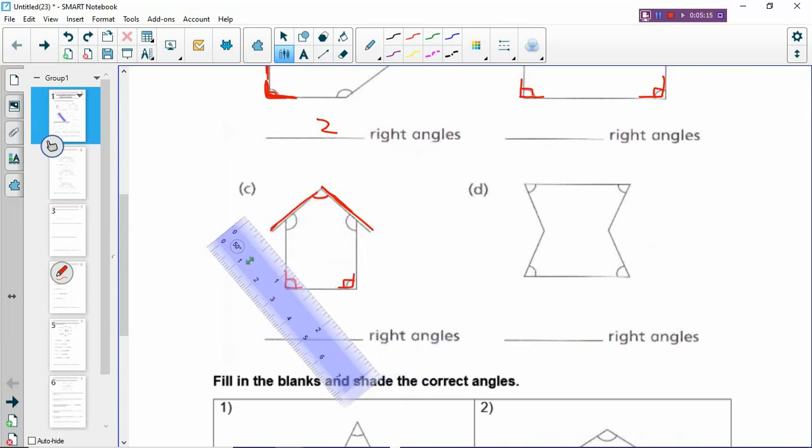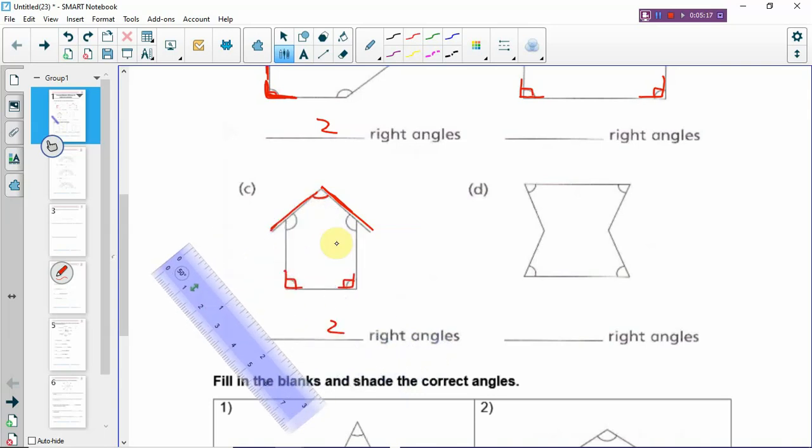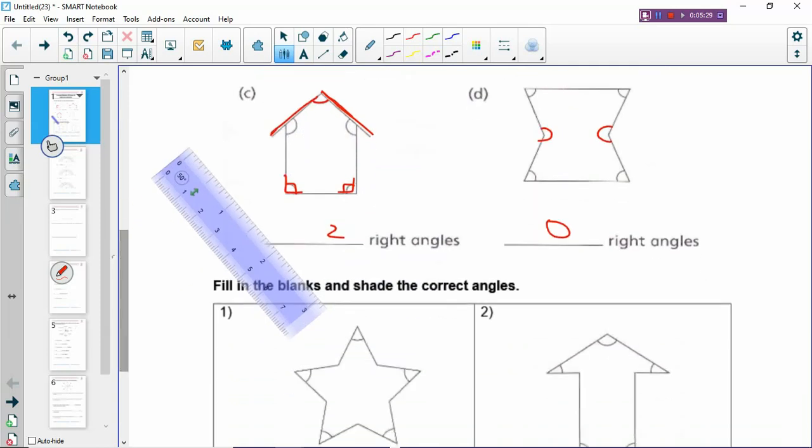Okay, so you only have how many right angles? Two right angles. Alright, part D, you have none. You can see all the angles don't form an L shape, and this angle is very big. So you have zero right angles. Okay, so let's go on to the next one.